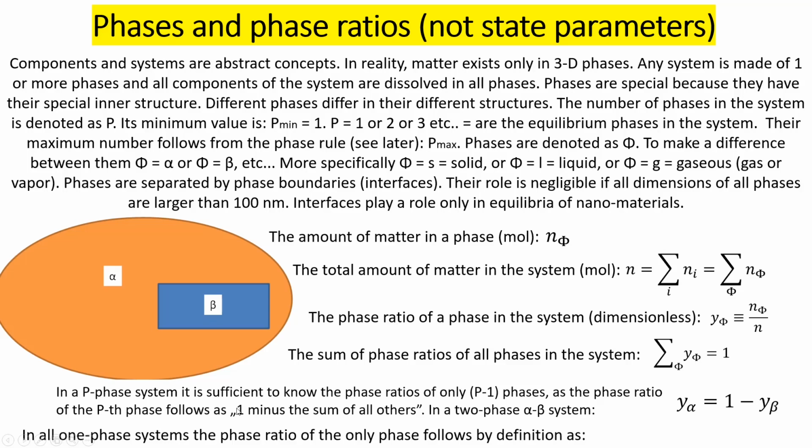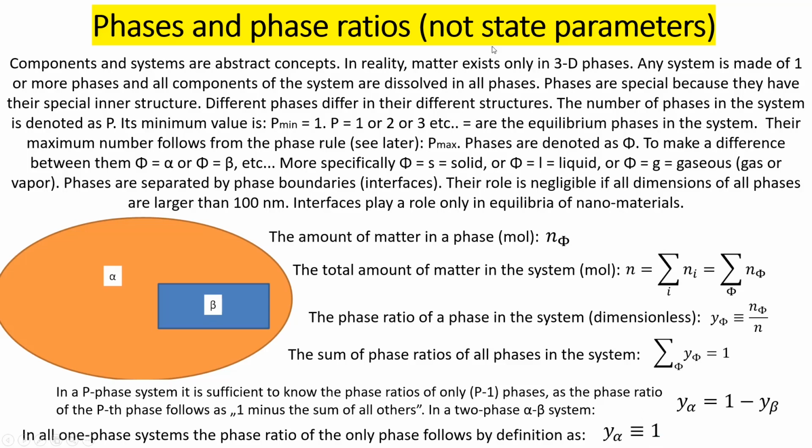Now, it's also obvious that if in the system you have only one single phase, then, of course, its ratio is not a problem, because by definition it must be 1. So, when we will discuss how to calculate the equilibrium in one-phase systems, then we will not discuss at all how to calculate the phase ratio in one-phase systems, because we will just remember that by definition the phase ratio of the only single phase must be 1.